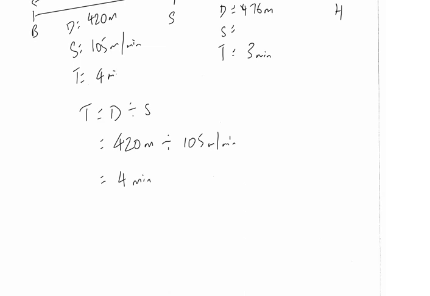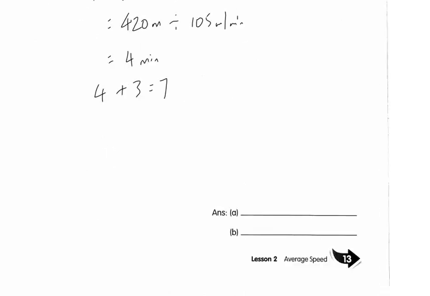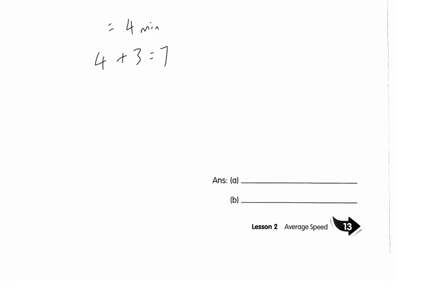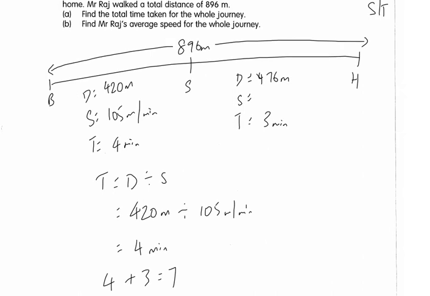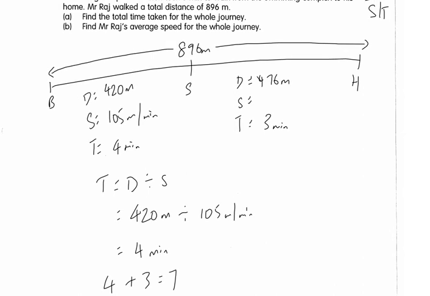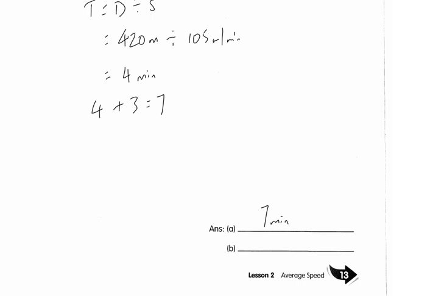Four minutes, okay? So since we know that he took 4 minutes from the bus interchange to the swimming complex and another 3 minutes from the swimming complex to home, we know that the total time will be 7 minutes. Okay, 7 minutes. So you can write down first part is 7 minutes. Let's look at the second part of the question. The second part, they want the average speed for the whole journey. So actually very simple. Average speed.